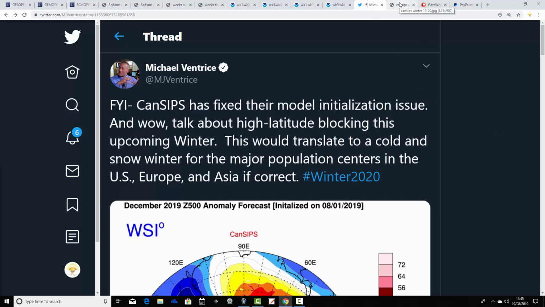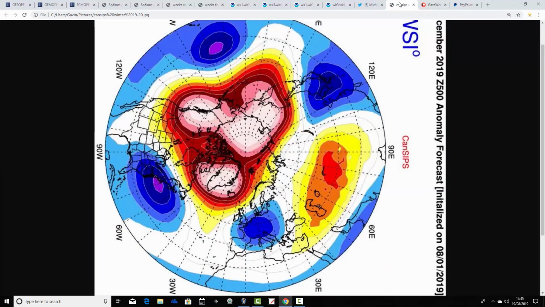And let's just show you the chart that Mike was tweeting. And this is it. This is the CanSIPS 500 millibar height anomaly chart for December 2019. I'm not sure what January and February looks like, but if it's anything like this, it does look very cold. Hints, perhaps, of a bit of a December to remember version 2 there, with high pressure over Greenland back into the North Pole. Look where the troughs are.